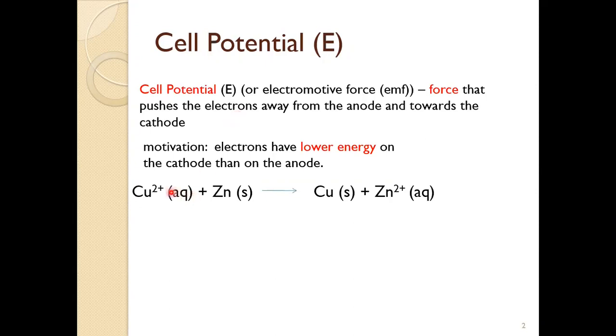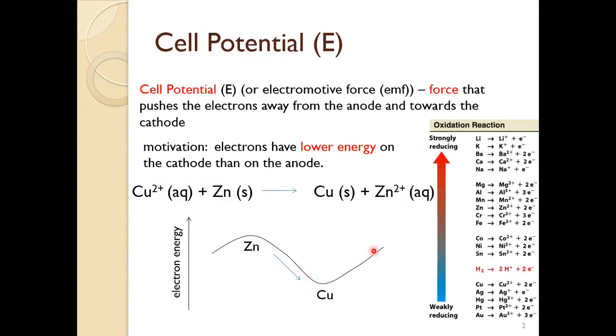So look at this example, a spontaneous reaction: copper 2 plus ions plus zinc to produce elemental copper and zinc 2 plus ions, where copper will be reduced by zinc and zinc will be oxidized. So essentially zinc is losing electrons to the copper 2 plus ions. We can visualize why this is spontaneous because the electrons on the zinc have higher energy than they do on the copper. So the electrons on the cathode have less energy than on the anode. Just like a ball rolling down the hill is spontaneous, electrons rolling from higher energy to lower energy is also going to be spontaneous.